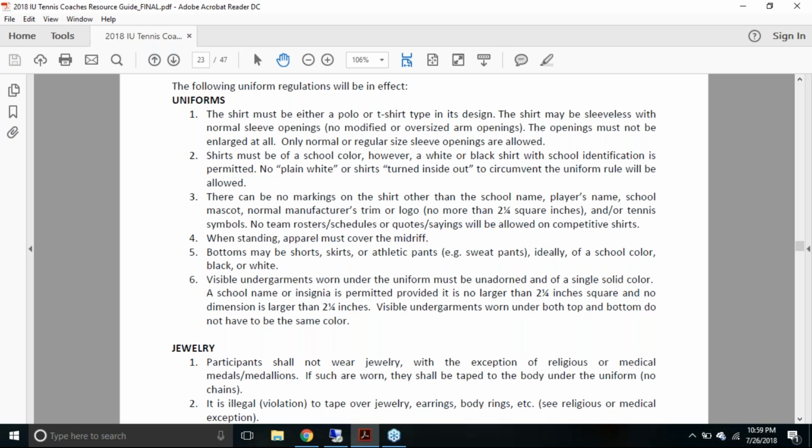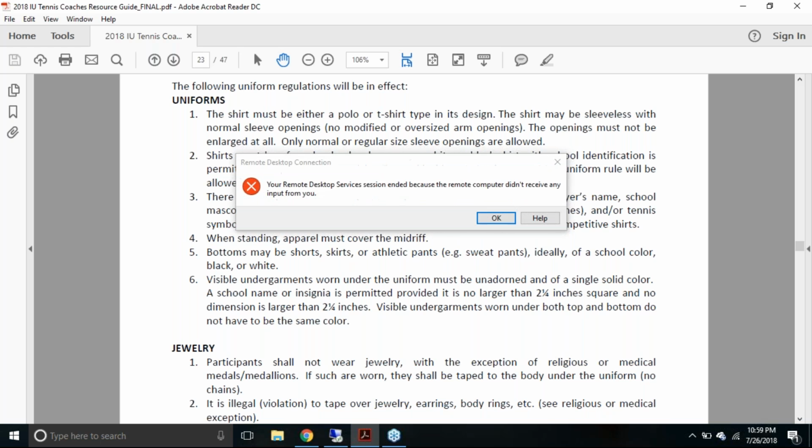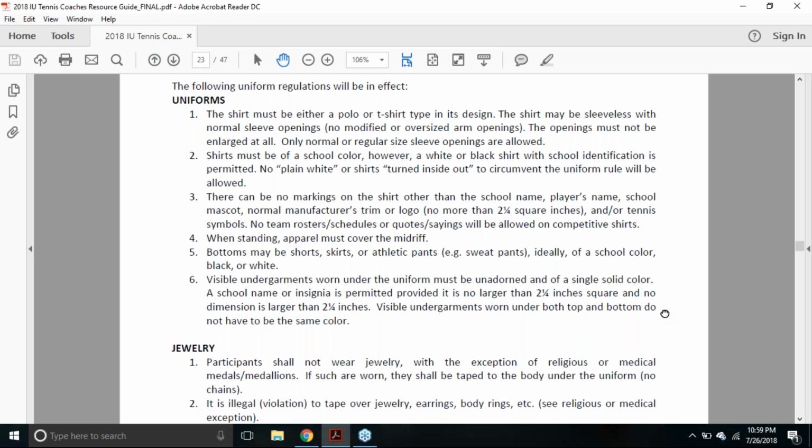Bottoms may be shorts, skirts, or athletic pants, such as sweatpants, ideally of a school color, black or white. Visible undergarments worn under the uniform must be unadorned and a single solid color. A school name or insignia is permitted, provided it's no larger than 2¼ inches square and no dimension is larger than 2¼ inches. Visible undergarments worn both top and bottom do not have to be the same color.